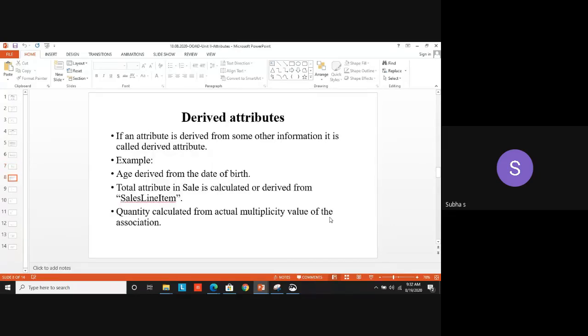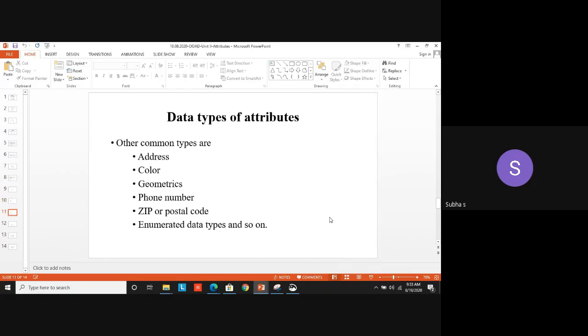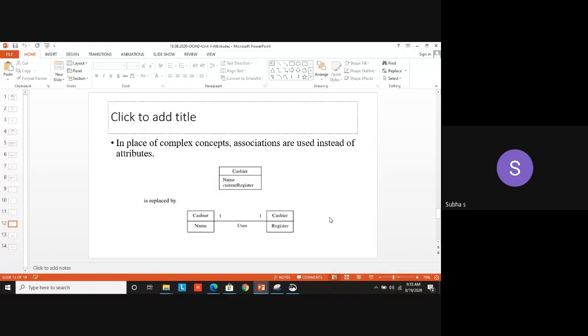Then one more thing in attributes we saw is a derived attribute. If an attribute is derived from some other attribute, it is called derived. The best example is age. We are calculating age based on the date of birth. Like that, we can relate it to any application. So we saw the data types. Apart from the primitive data types, we can also use address and color as some common data types for the attributes.